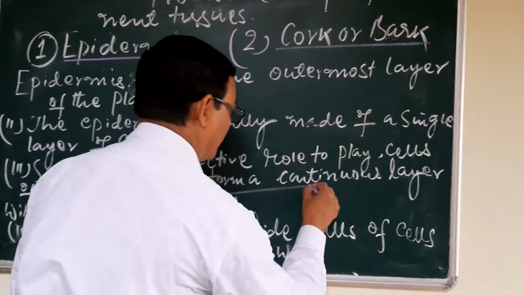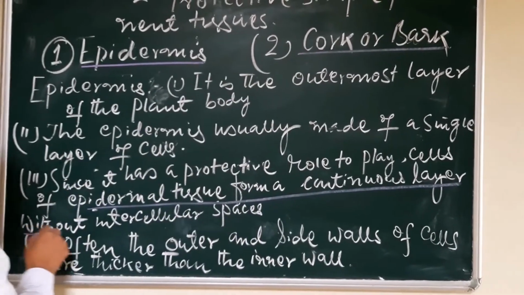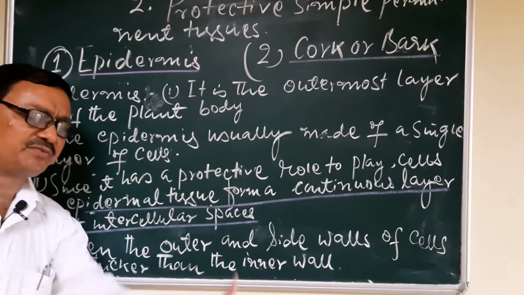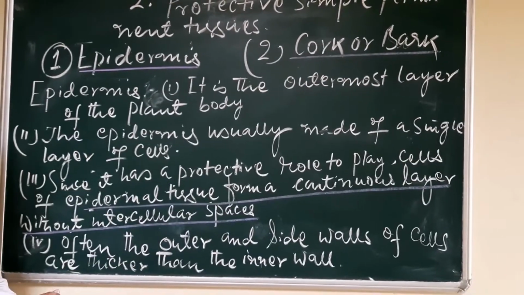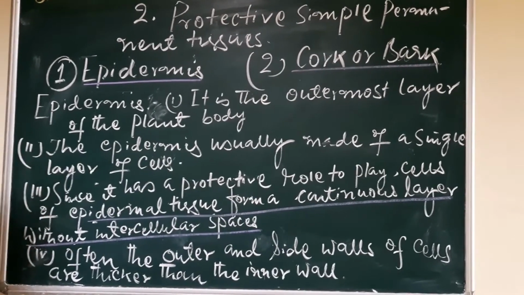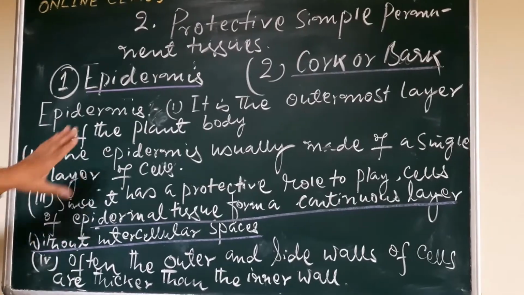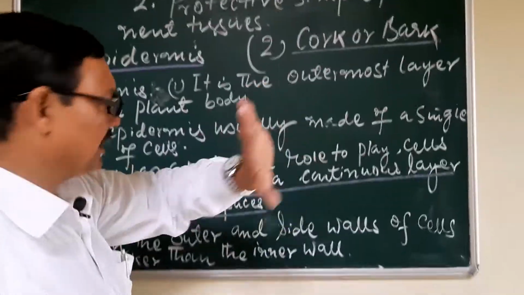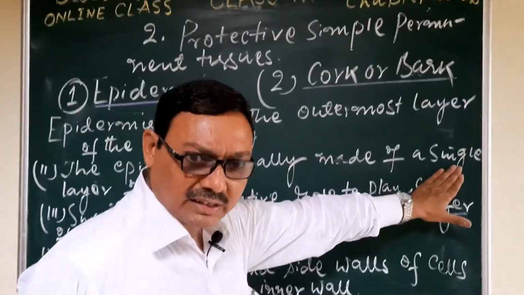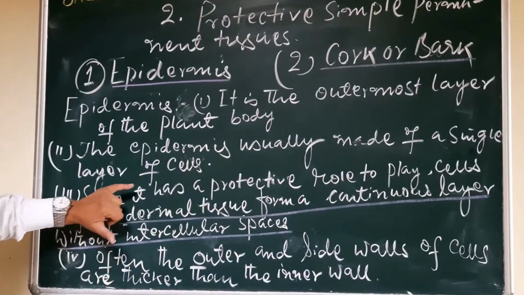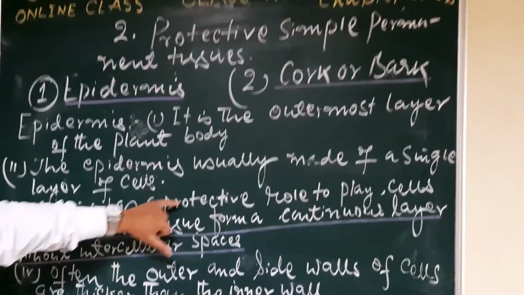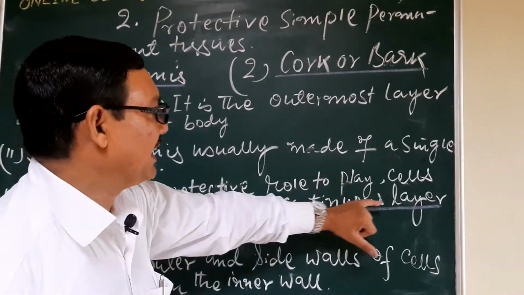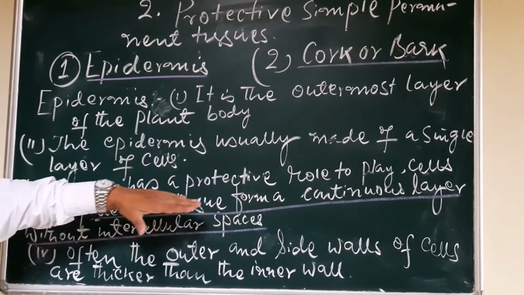Here you have seen tissues form a continuous layer without intercellular spaces, by nature to protect each and every part of the body. Just as in the animal there is epithelium tissue, in the plant there is epidermis tissue. So the epidermis is usually the outermost layer of the plant body, made up of a single layer of cells. What is its function? Since it has a protective role to play, cells of epidermal tissue form a continuous layer without intercellular spaces.